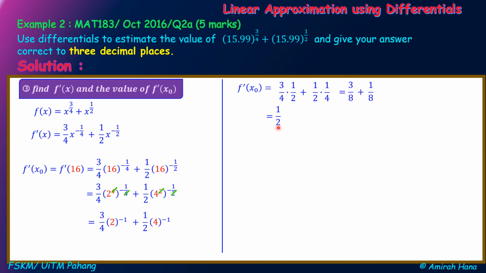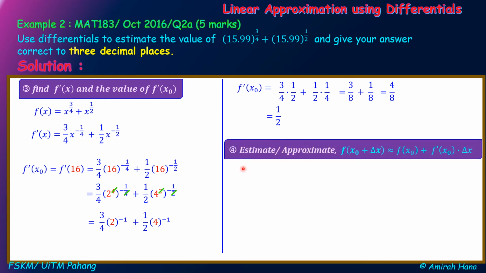Or if you want to show step by step, we have 3 over 8 plus 1 over 8. If we show step by step, then equals 3 plus 1 over 8, which is 4 over 8 here, which is half. Or we can jump from here to half here.